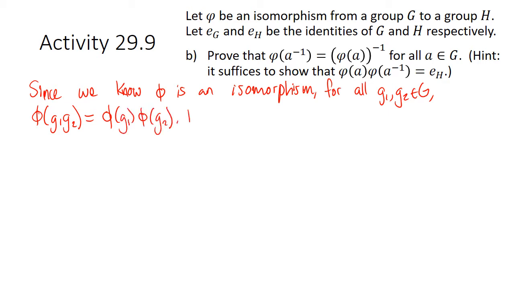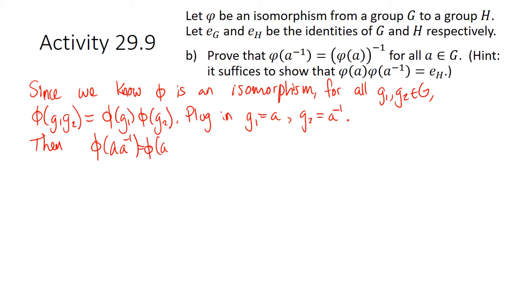Okay, so we can plug in. G1 is going to be A, and then G2 is going to be A inverse. Then we have that phi of A times A inverse equals phi of A times phi of A inverse. On the left, that is going to become just phi of E of G, because A and A inverse are G elements. And then on the right, of course, we still have this.